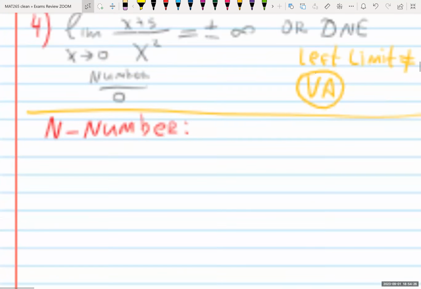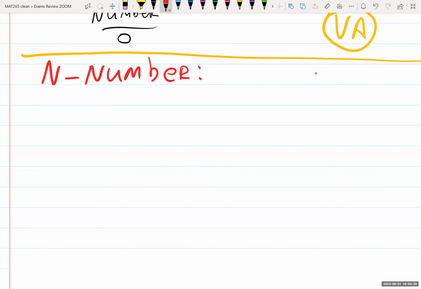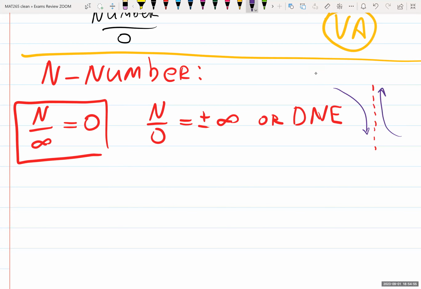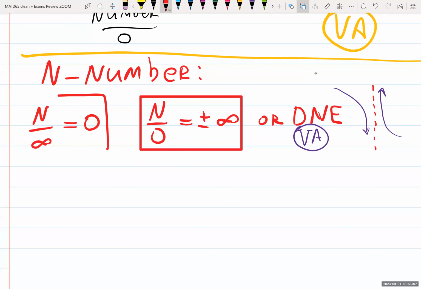So if n is a number and you have cases like n over infinity, that gives you 0. The denominator blows up and everything shrinks. That just makes sense. If you have n over 0, guess what? You're dividing by the smallest number you know, so you get the largest numbers you know: plus or minus infinity or DNE. DNE is when you have the asymptote, and the left limit, for example, goes down and the right limit goes up. They do not meet. So that's VA, vertical asymptote. That also makes sense. Dividing by the smallest number you know gives you the biggest number you know.